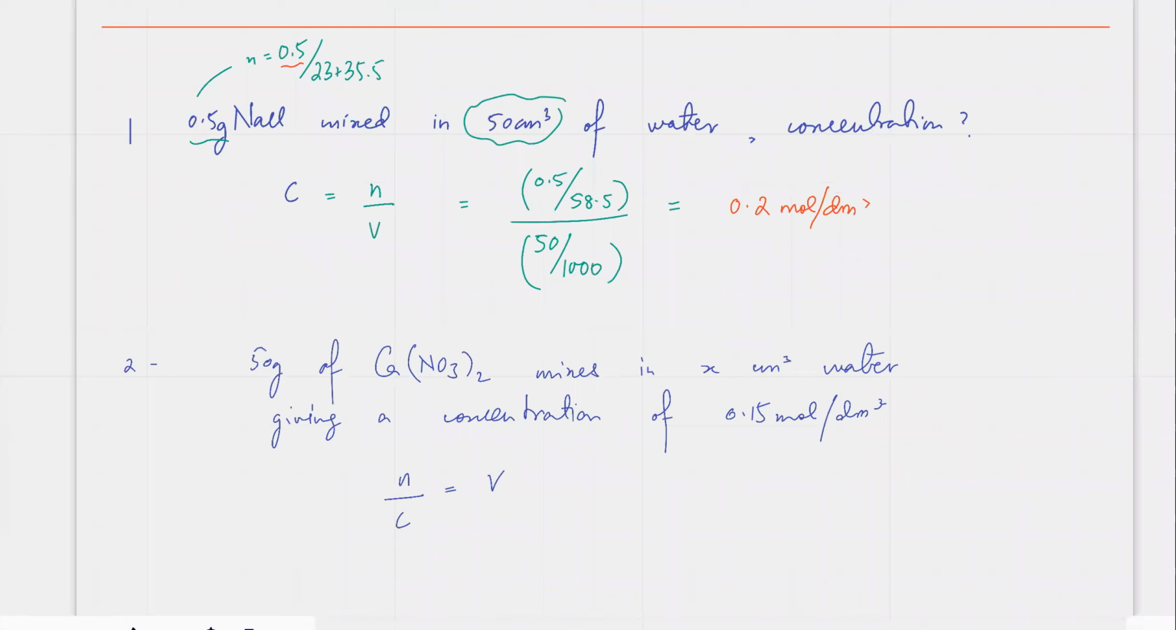Can someone tell me what you would do? 50 grams, find the moles. It's going to be 50 divided by the Mr. Calcium is 40. N is 14. O is 16. 16 into 3, that's 48, plus 14, that's 62. That's times 2. The Mr is 164.1. So how many moles do you get?